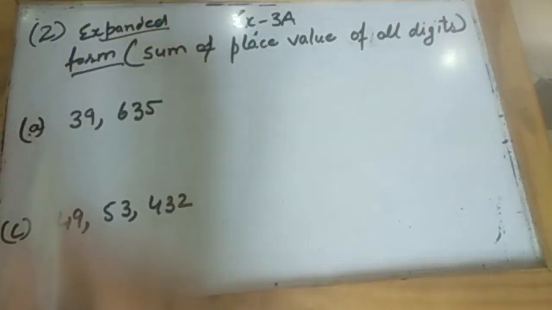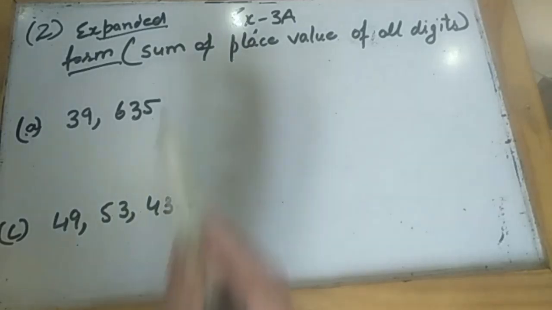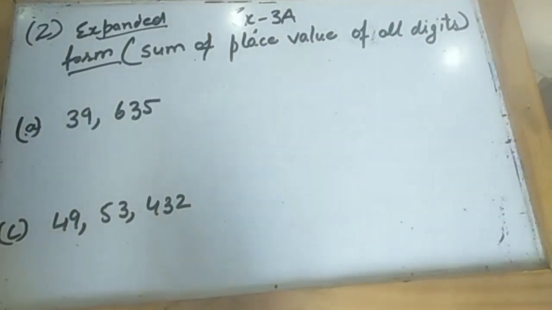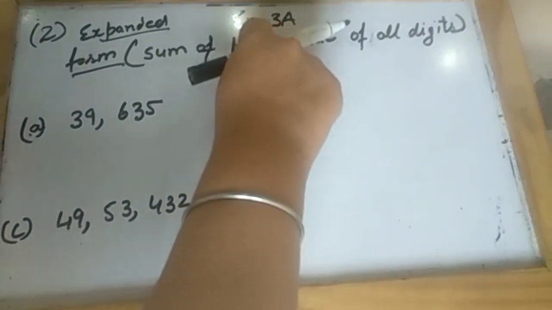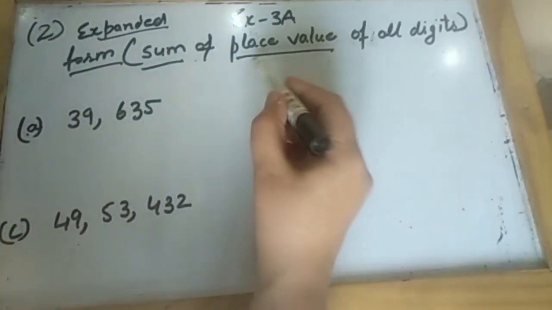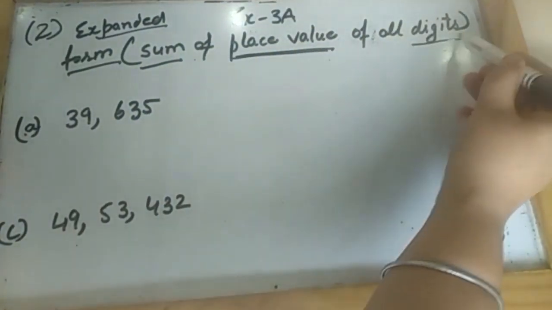Now we come to the second question, which says to write in the expanded form. Now what do you mean by expanded form? Expanded form means the sum of the place values of all digits. Sum means we have to add the place value of all the digits.